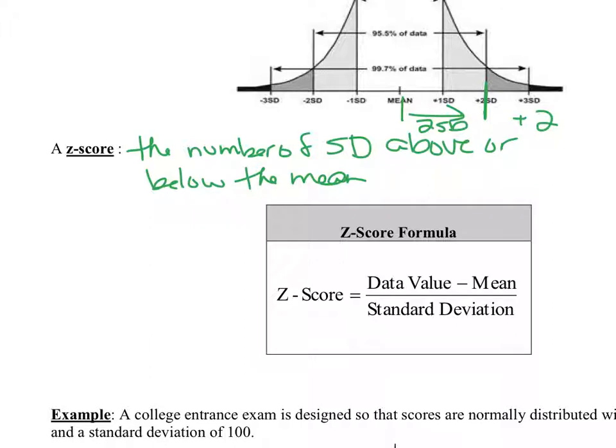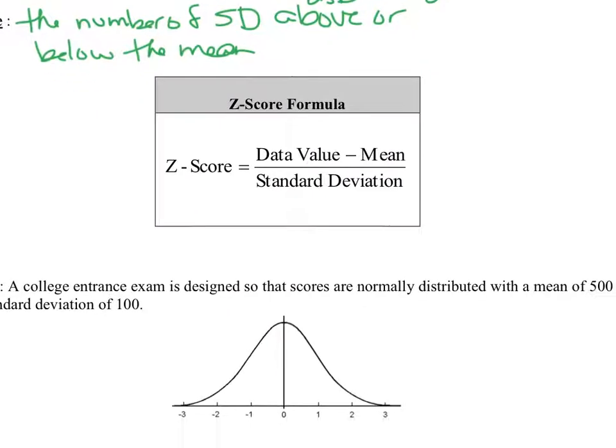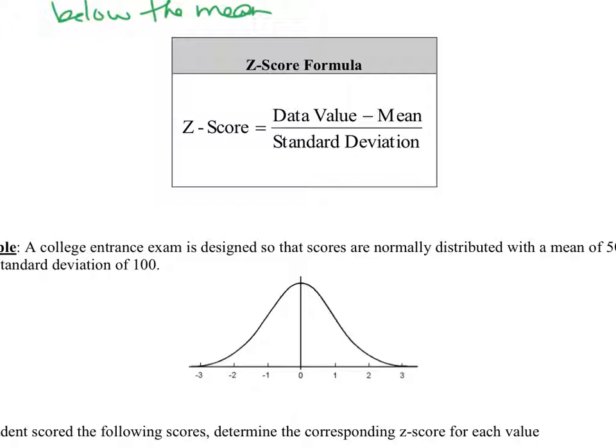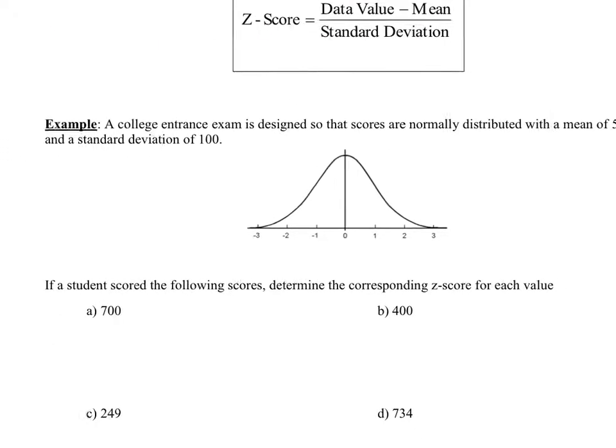If I say the z-score is negative 3, that would mean it would be 3 standard deviations below the mean. So z-scores are just measures of standard deviation. If it's positive, it's above the mean, and if it's negative, it's below the mean. That's it. So the formula for a z-score is the data value minus the mean divided by the standard deviation. So that's how we find out what the z-score is. So let's just do a couple so you can understand.